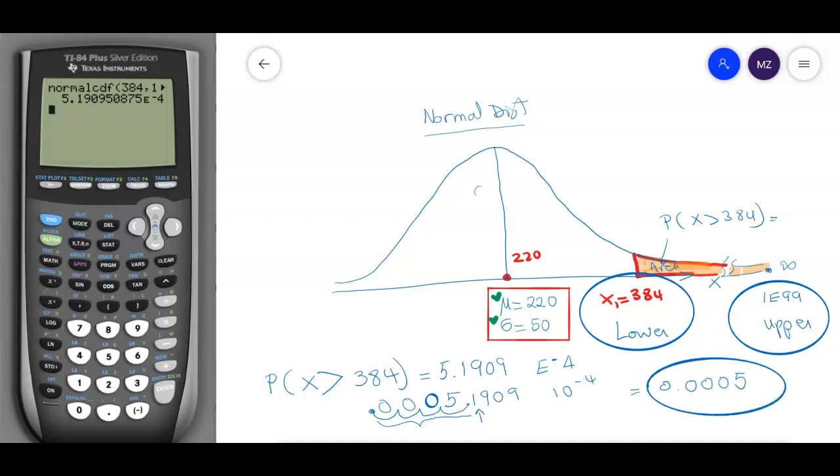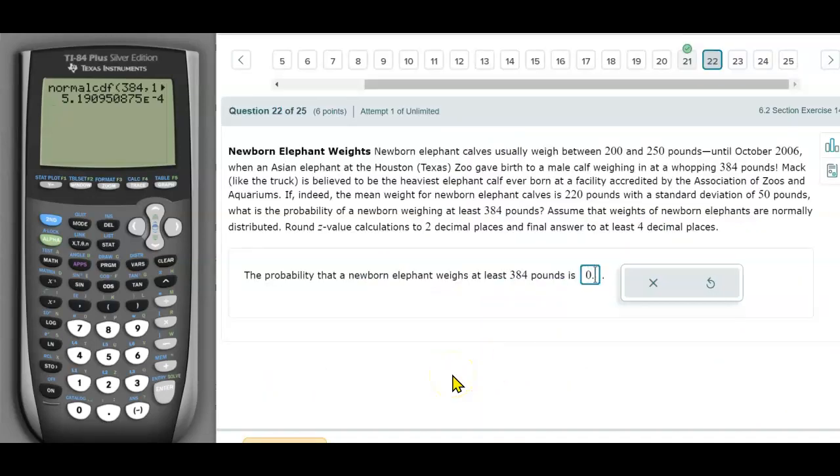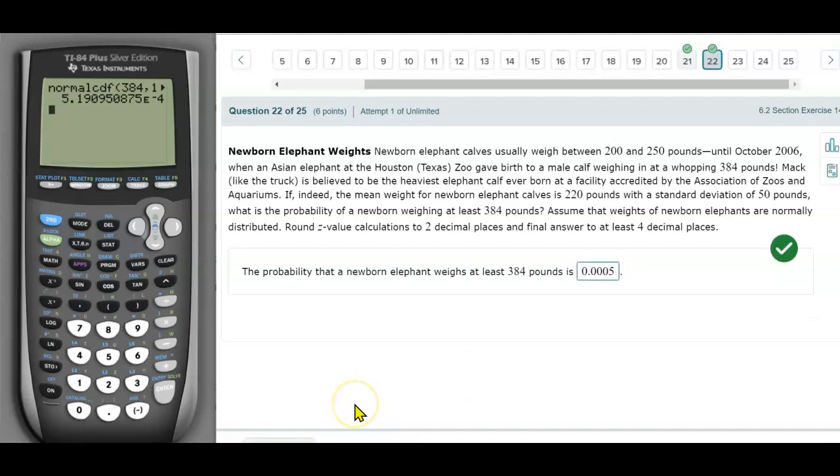All right. So let's go back and plug it in and verify it. Okay, so we said the probability is 0.0005. Check it. Very nice. All right, it's done.